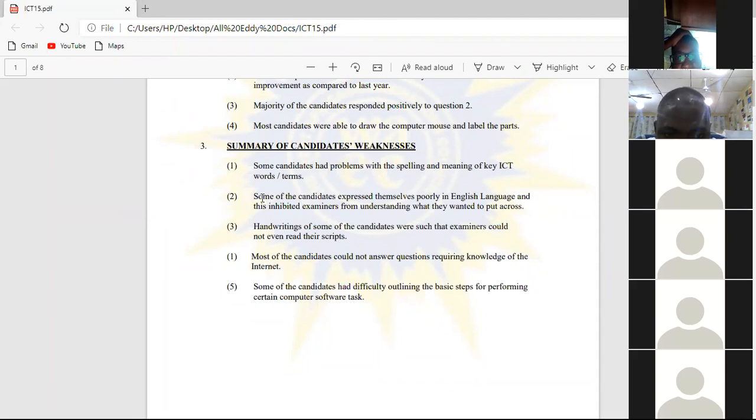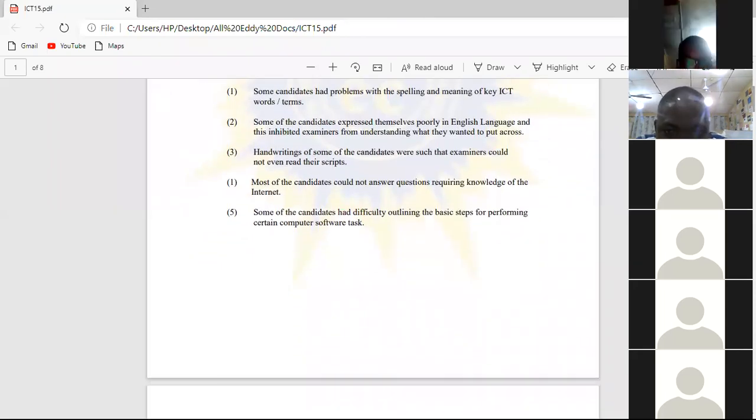Some of the candidates expressed themselves poorly in English language, and this inhibited examiners from understanding what they wanted to put across. Handwritings of some of the candidates were such that examiners could not even read their scripts. Okay, let's go on. Some of the candidates had difficulty outlining the basic steps for performing certain computer software tasks. Okay.